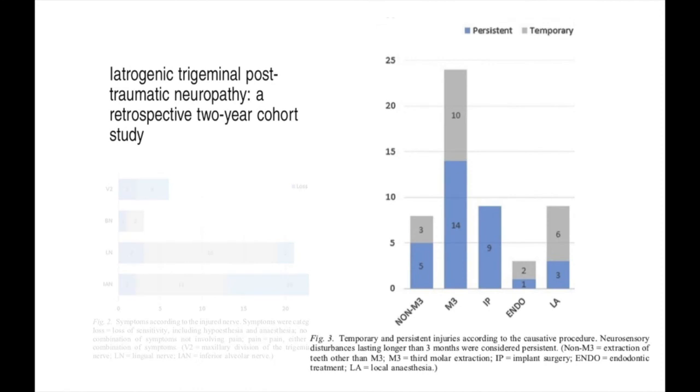Another interesting table in this study showed that for implant placement, nerve injuries were always persistent. For mandibular third molar surgery, equal incidences of persistent and temporary nerve damage were seen. Only in local anesthesia was a significantly higher amount of temporary nerve damage shown.